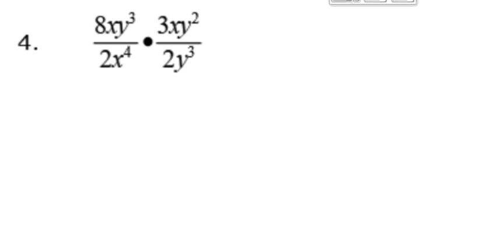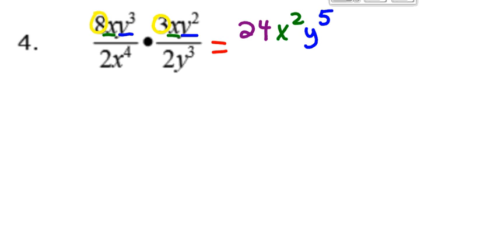All right, so first of all, we have a couple of fractions here that we're multiplying. The first thing I want to do is go across the top, then I'm going to go across the bottom, and then finally I'm going to simplify. So first off, along the top, I've got 8 times 3, which gives me 24. Then I've got an x and an x here, so x times x gives me x squared. And then I've got a y cubed and a y squared, which is going to give me a y to the 5th.